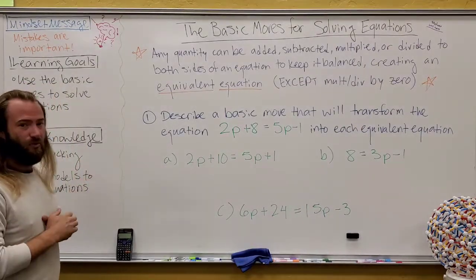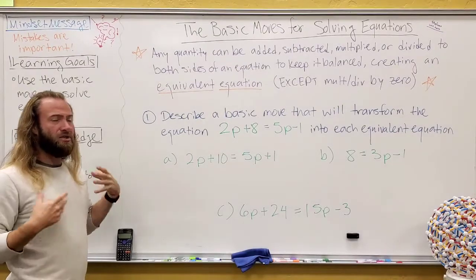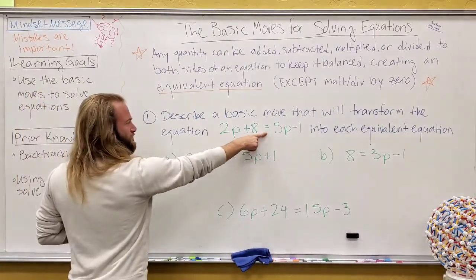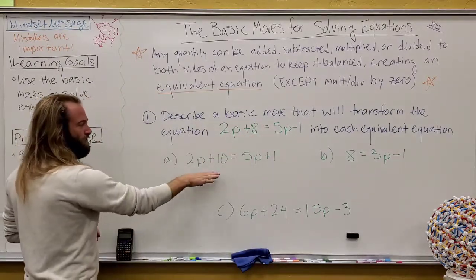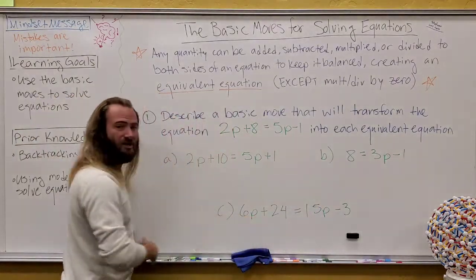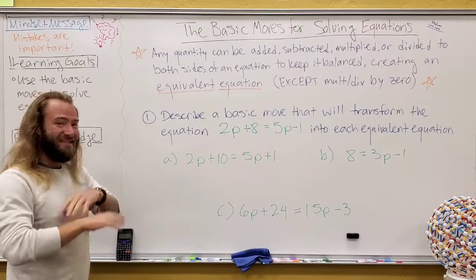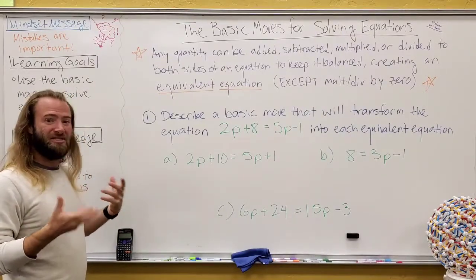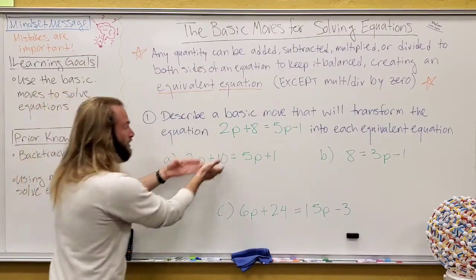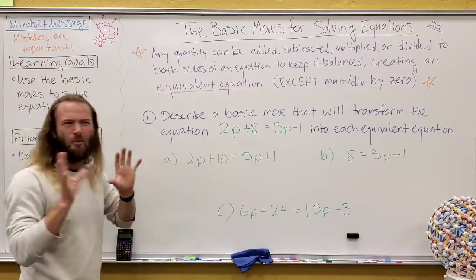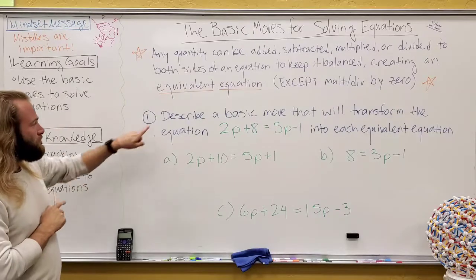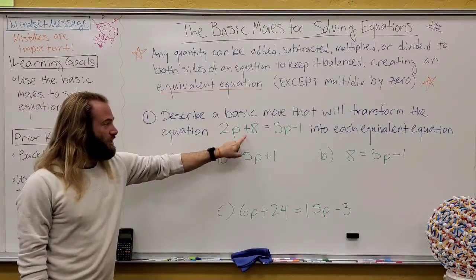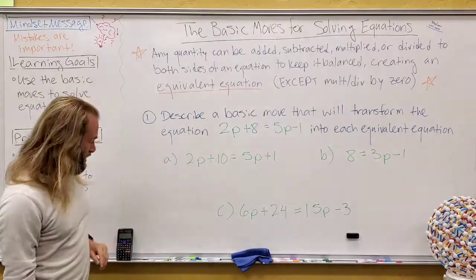One idea here that's really important is understanding what equivalent equations are. So this equation given to you in number 1 here is equivalent to all the other 3 equations here. That means they have the exact same solutions. They are essentially identical. It's just there is a basic move you can do to move from one of these to the other, or maybe more than one move sometimes. So we want to describe a basic move that will transform this equation into each of the given ones.